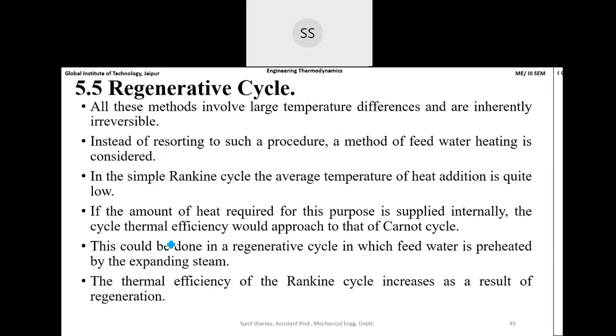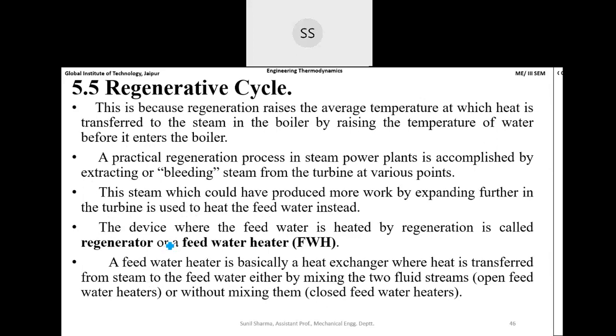और हमने पहले इसको कई बार डिस्कस किया है कि जब जब भी हमारा मीन टेम्परेचर ऑफ हीट एडिशन बढ़ेगा, डेफिनेटली we will see the enhancement in the efficiency of the Rankine cycle or any power cycle. So regenerative cycle, this is because the regeneration raises the average temperature at which heat is transferred to the steam in the boiler by raising the temperature of water before it enters the boiler. ठीक है. तो हम यहाँ पे पहली बात तो ये कर रहे हैं.